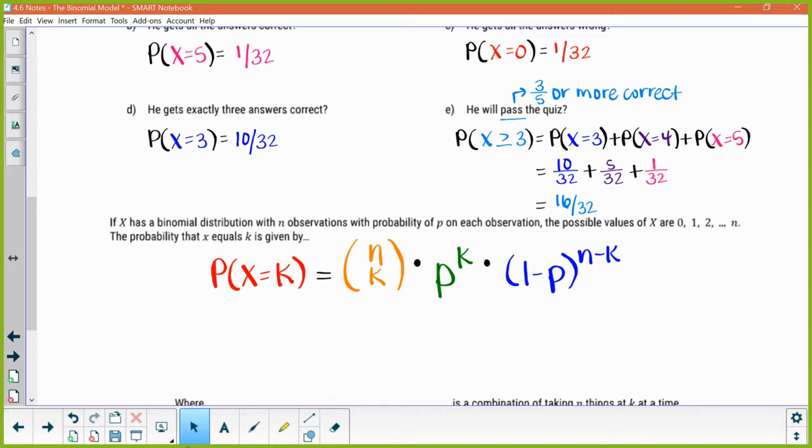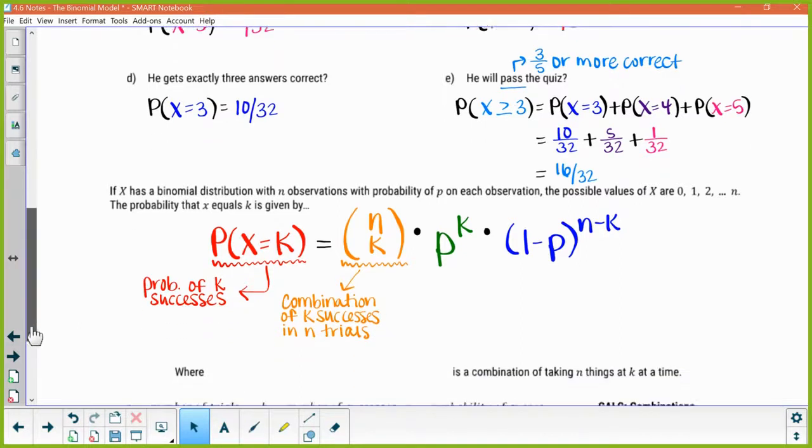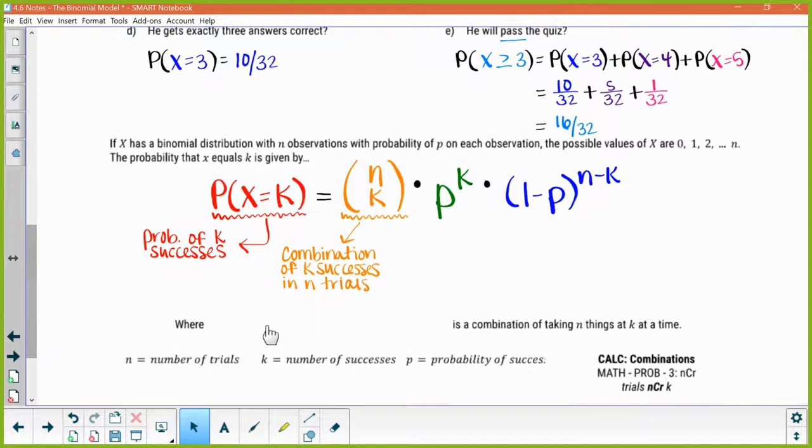So I'm going to break this down into pieces and explain what this formula is actually doing. So again, we're interested in the probability of k successes. Then we want to see the combination. How many combinations from my number of trials result in a specific number of successes that I'm interested in? So combination of k successes and n trials. And the nice thing about this is we do have a formula for it, and there is a way to do it in your calculator.